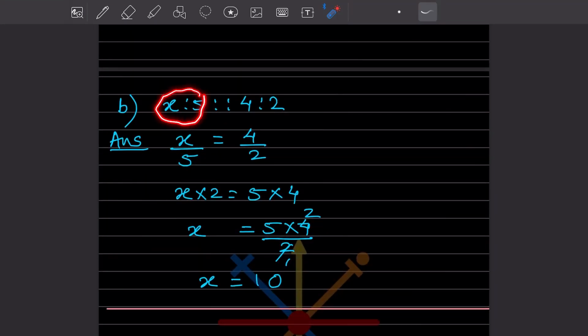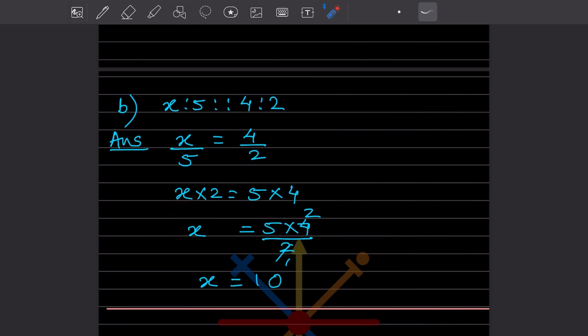Same over here. See here, this part. You will write x by 5, this is equal to 4 by 2. So now what will you do? Again, you will cross multiply. So x into 2, that is going to be here. 5 into 4, it will be here. So just you want the value of x.